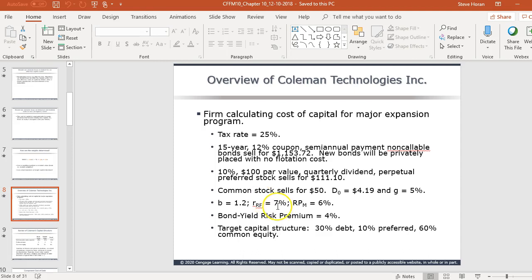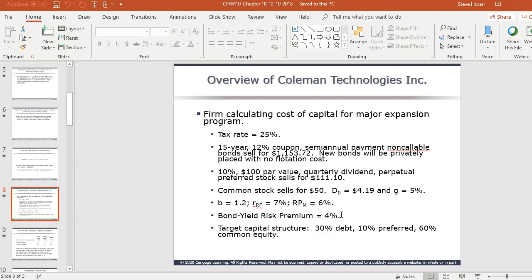Then R sub RF is the risk-free rate, which is 7%, and RPM is the market risk premium, the extra return that you would need by investing in the market to match risk and return. And the bond yield risk premium is 4%. So basically the risk premium of owning a bond is 4%.